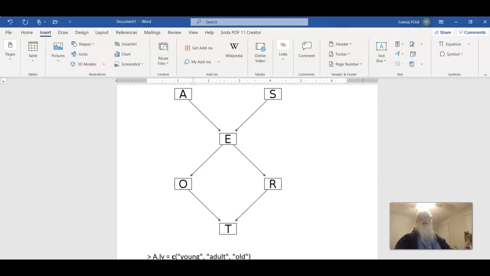What this graph says is E is dependent on A and S. O is dependent on E. R is dependent on E. T is dependent on O and R. Also, it says that A and S are independent of one another, and O and R are independent of one another. They're not related.